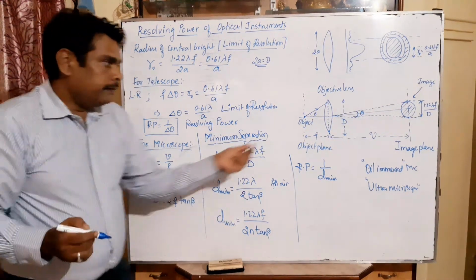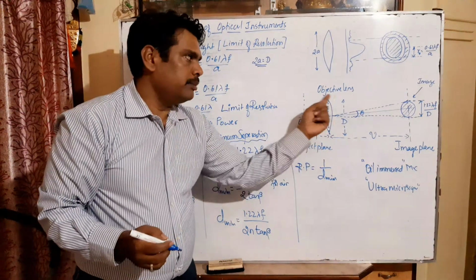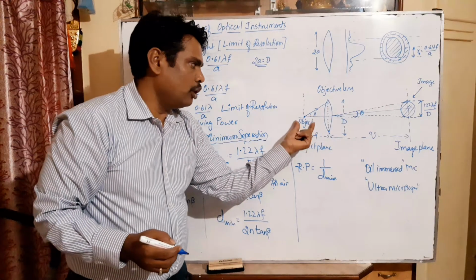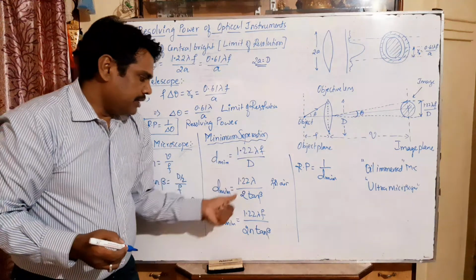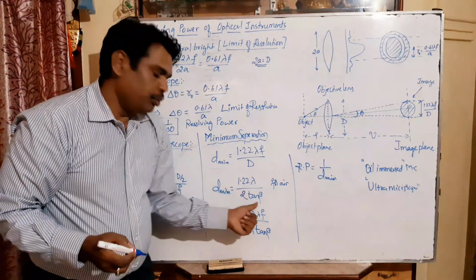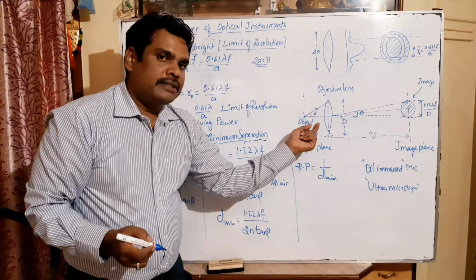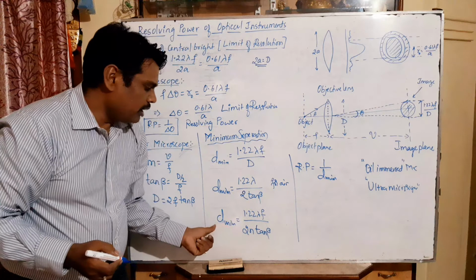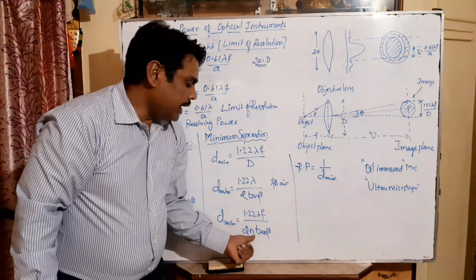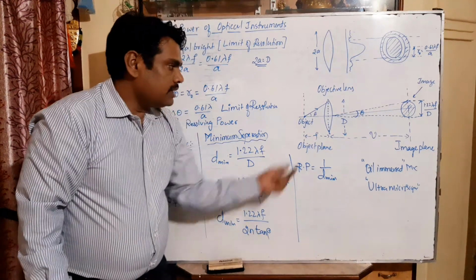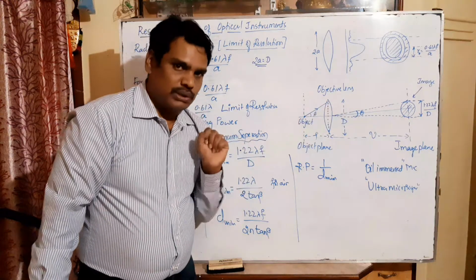If the space between object and objective, the objective being nothing but the objective lens, is air media, then the formula for minimum separation is 1.22 lambda divided by 2 tan beta. But if there is a medium whose refractive index is greater than air, then the formula becomes d minimum is equal to 1.22 lambda divided by 2n tan beta, where n is the refractive index of the medium placed between object and objective in the microscope.